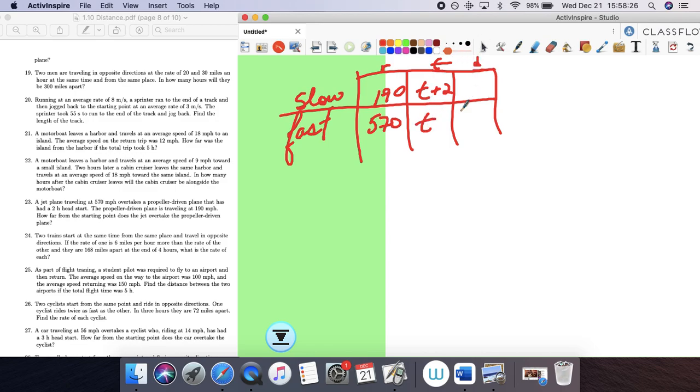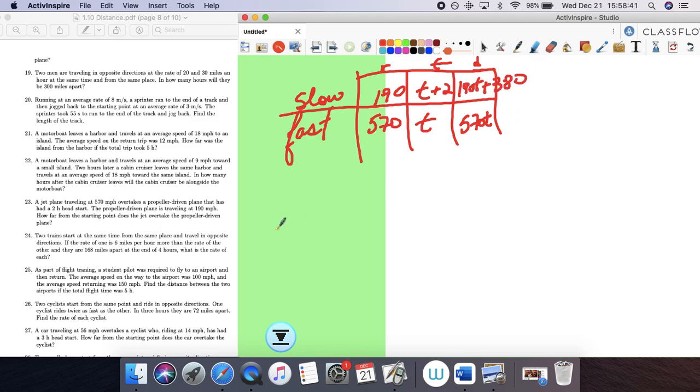And we want the distance, right? How far from the starting point did the faster plane take? So what was the distance that they traveled? So multiply. We get 570t. Here we're going to get 190t plus 380.